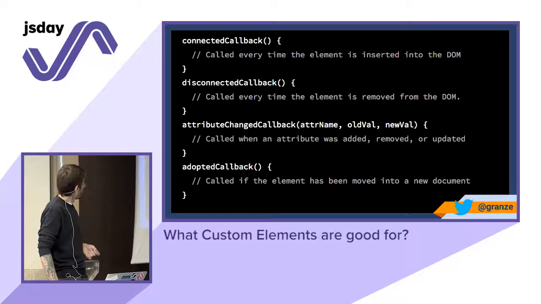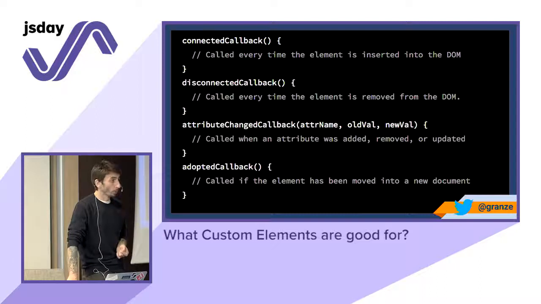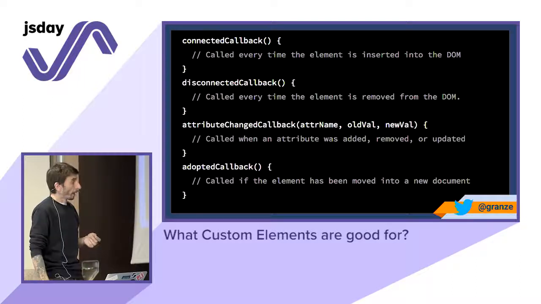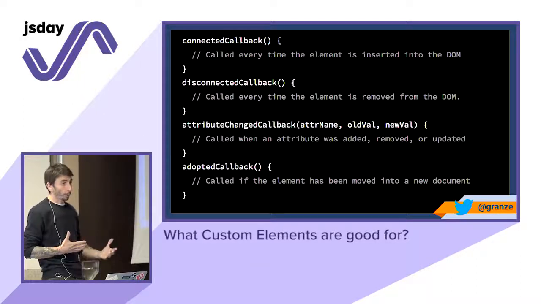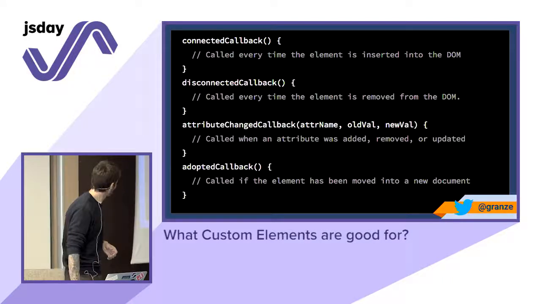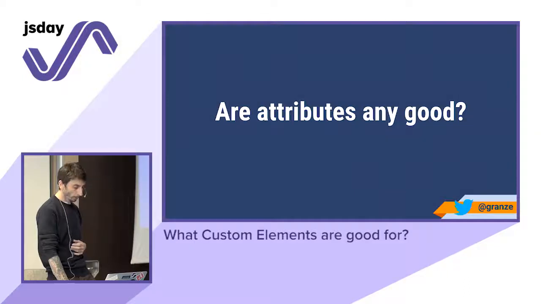We have attribute changed callback that is really cool because it's like a listener on our attributes. So we can have a notification when the attribute changes for free, just built in the specification. And we have an adopted callback that I really don't know what it does.